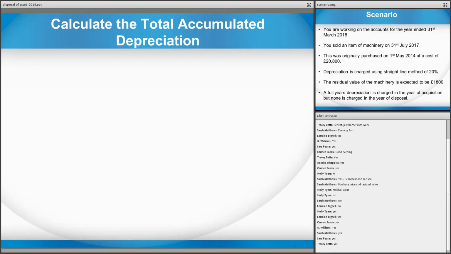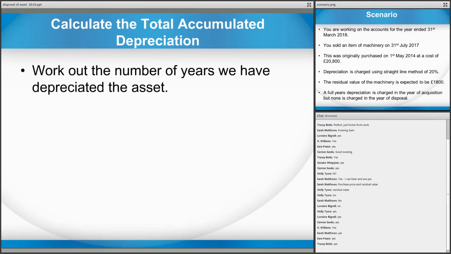So we've got to work out the total accumulated depreciation for the period of time that we've owned it. Okay, remember there's no depreciation in the year of disposal. Now what you've got to do with this, students tend to get a bit confused regarding the number of years. Write it down. Okay, that's what your scrap paper's for in an exam. Don't try and do it off the top of your head because when you're under exam pressure, you sometimes do get a bit confused. So write it down, okay?